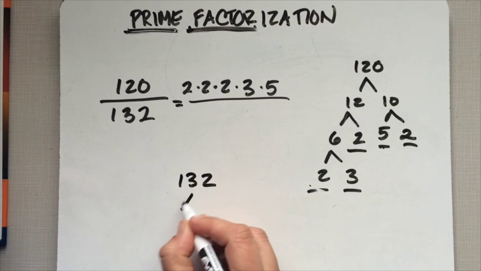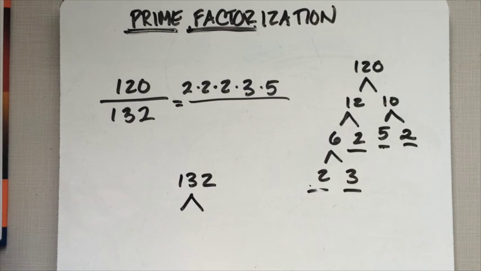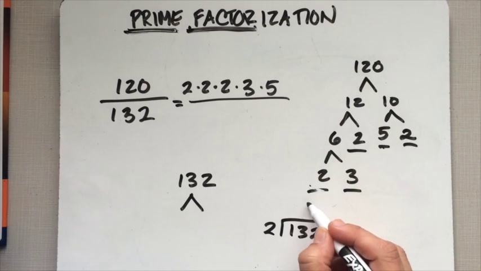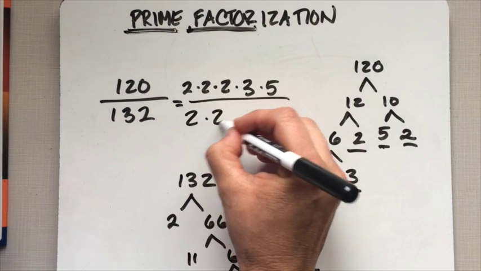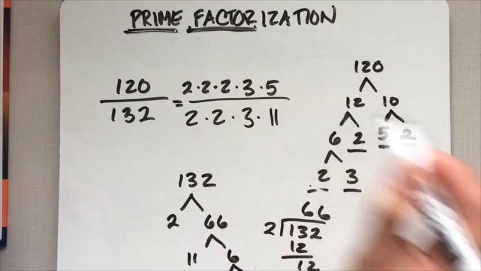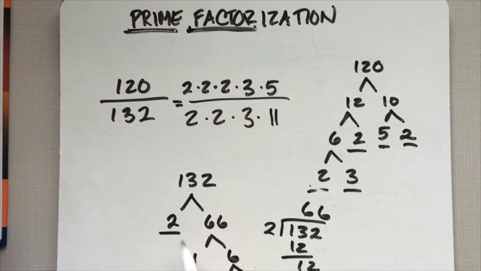For 132, I know there's a factor of 2 in there because it ends in a 2. So I can divide 2 into 132. 2 goes into 13 6 times. 2 goes into 12 6 times. So I have 2 and I have 66. The 66 is a double number, so it's got to be an 11 and a 6. And the 6 is the 2 and the 3. So I have 2 times 2 times 3 times 11 as my prime factors for 132.